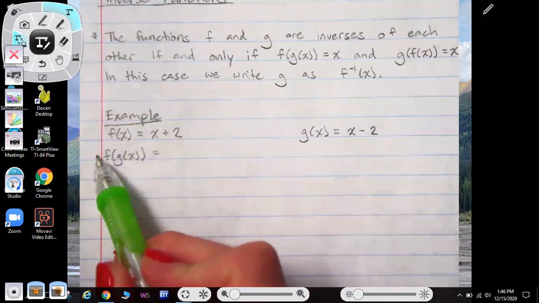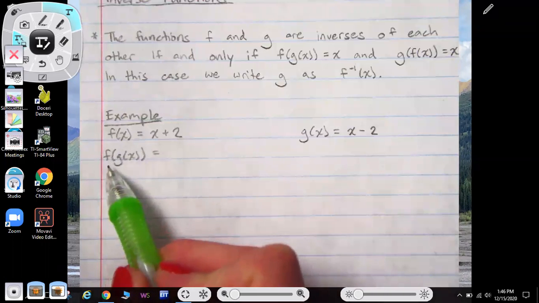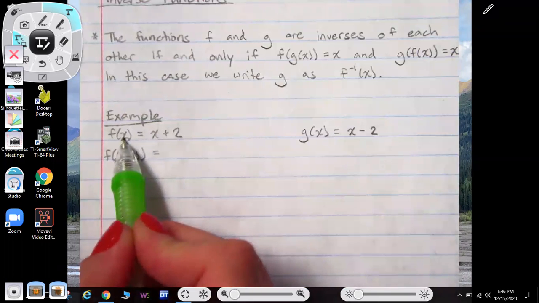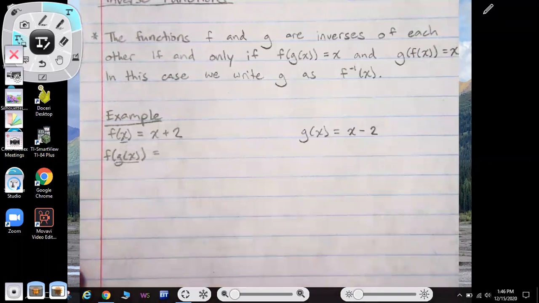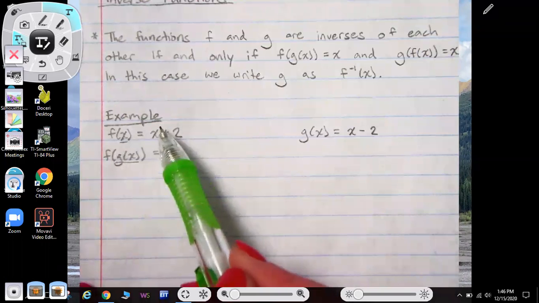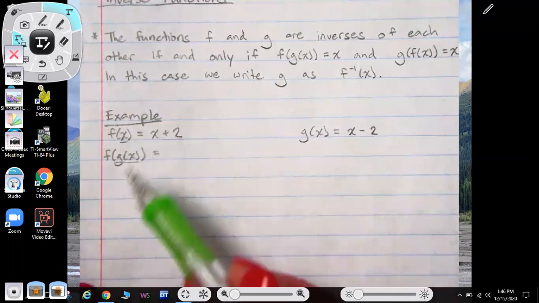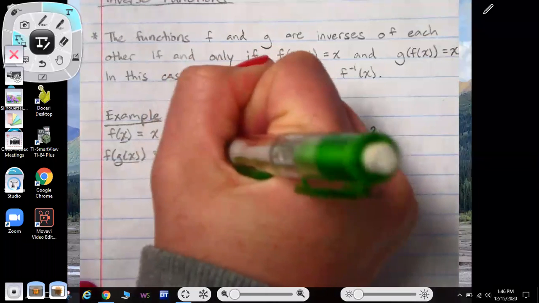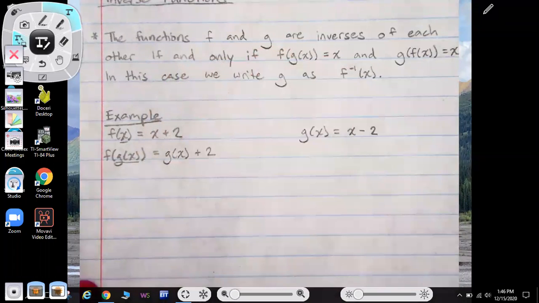Okay, so all this composition of functions means is we're going to look at our function f of x, and everywhere there's an x, we're replacing that with g of x. So in f of x, we have x plus 2. If we replace x with g of x, we get g of x plus 2.